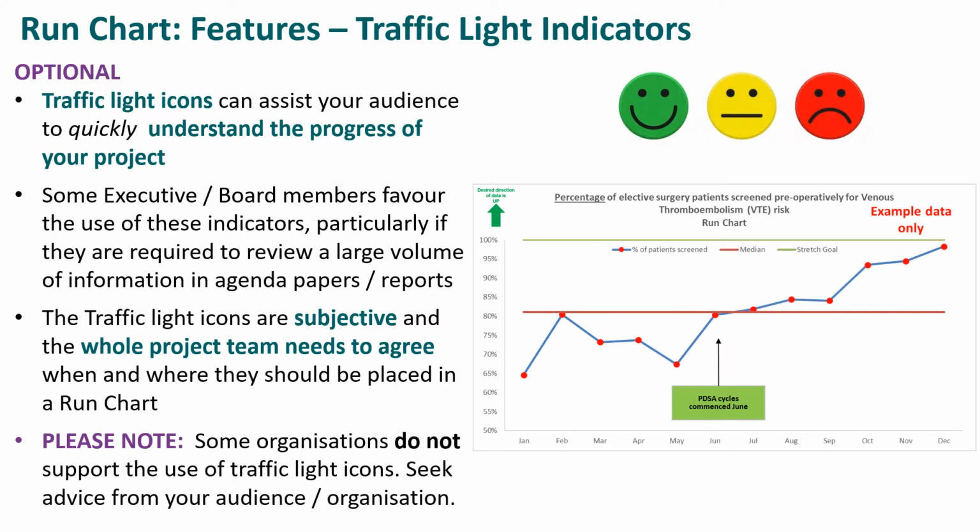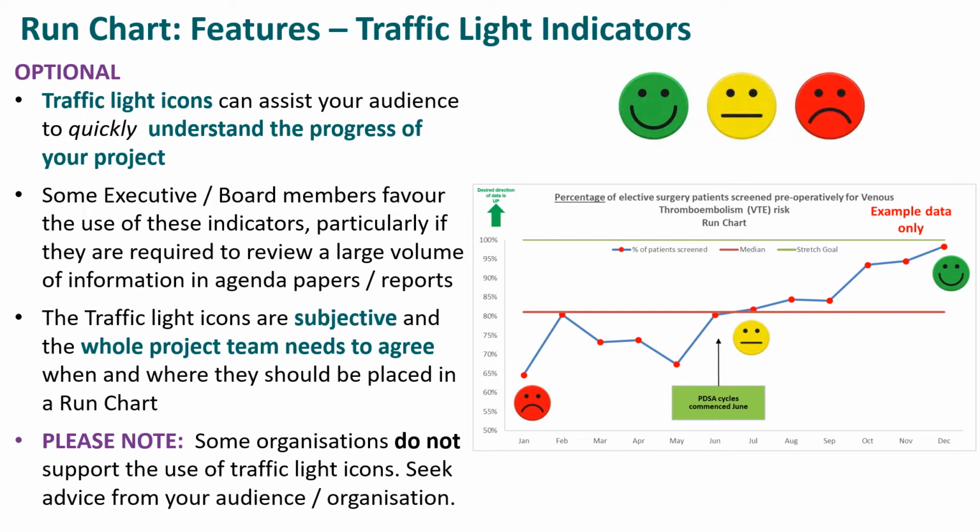An optional feature to a run chart can be the use of traffic light indicators or icons. These can help to assist your audience to quickly understand the progress of your project. Some executive or board members really favour the use of these indicators, particularly if they've got huge agendas where there's lots of information in the agenda papers and they want to quickly interpret or decide what they would like to focus on. The traffic light icons are very subjective and the whole team needs to agree where and when they should be placed in the run chart.